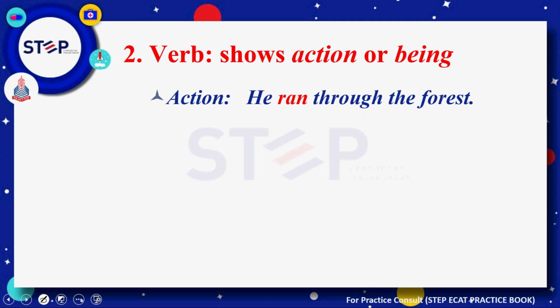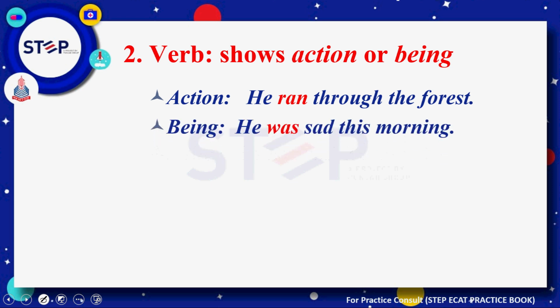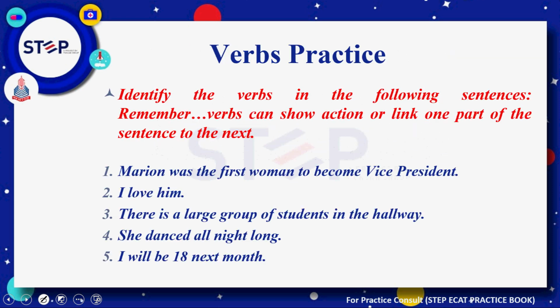Then the next part of speech is verb. Verb shows an action or being. It's a state or an action. Action: he ran through the forest. And being: he was sad this morning. Okay. Remember, verbs can show action or link one part of the sentence to the next. So these verbs which link are called linking verbs. Okay.